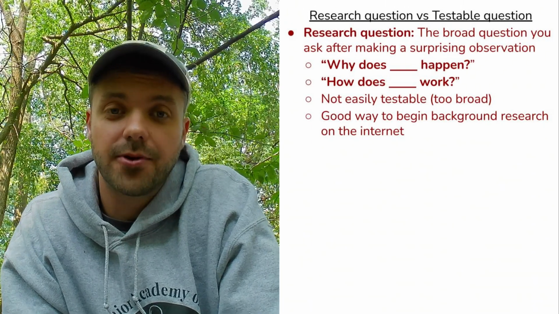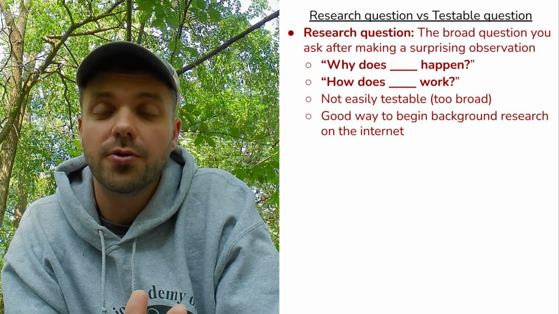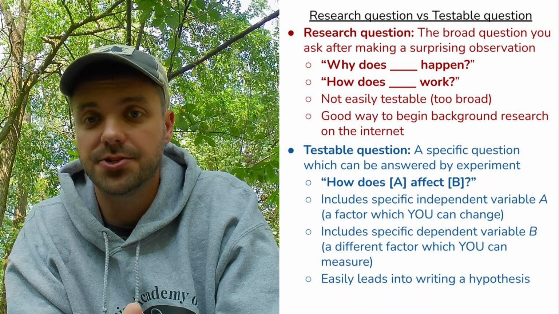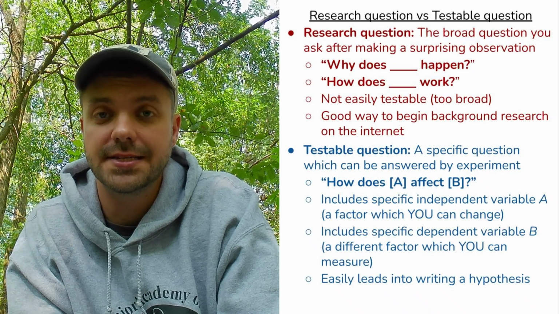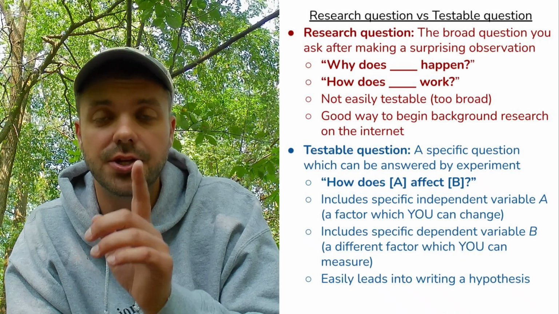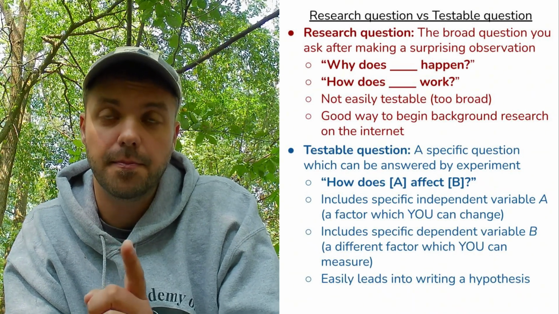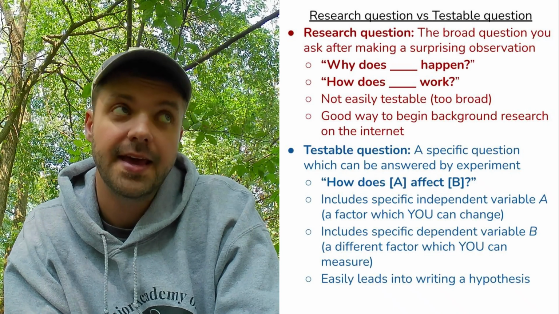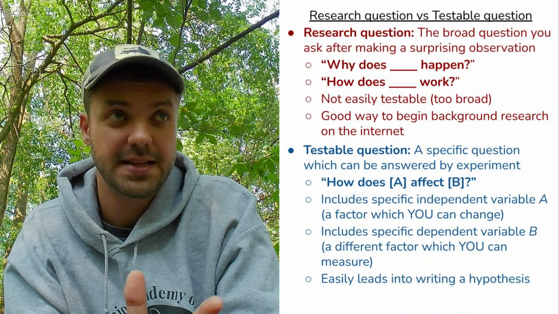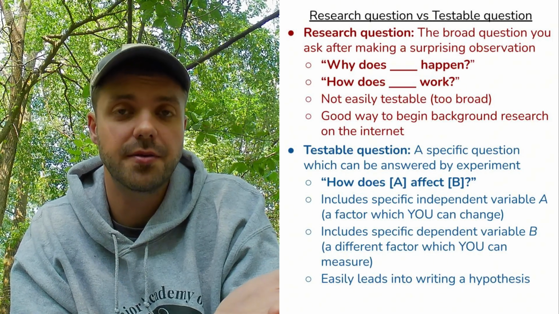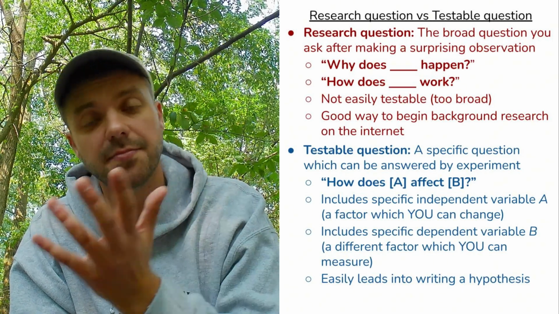Now, after your background research gives you some ideas, you can focus on one possible answer and ask a testable question. I tell my students the best format for a testable question is, how does A affect B? A should be something that you can change. B should be something that you can measure at the end of an experiment. In the technical language of science, these are the independent and dependent variables, but you should just think about them as something you can change and something you can measure.